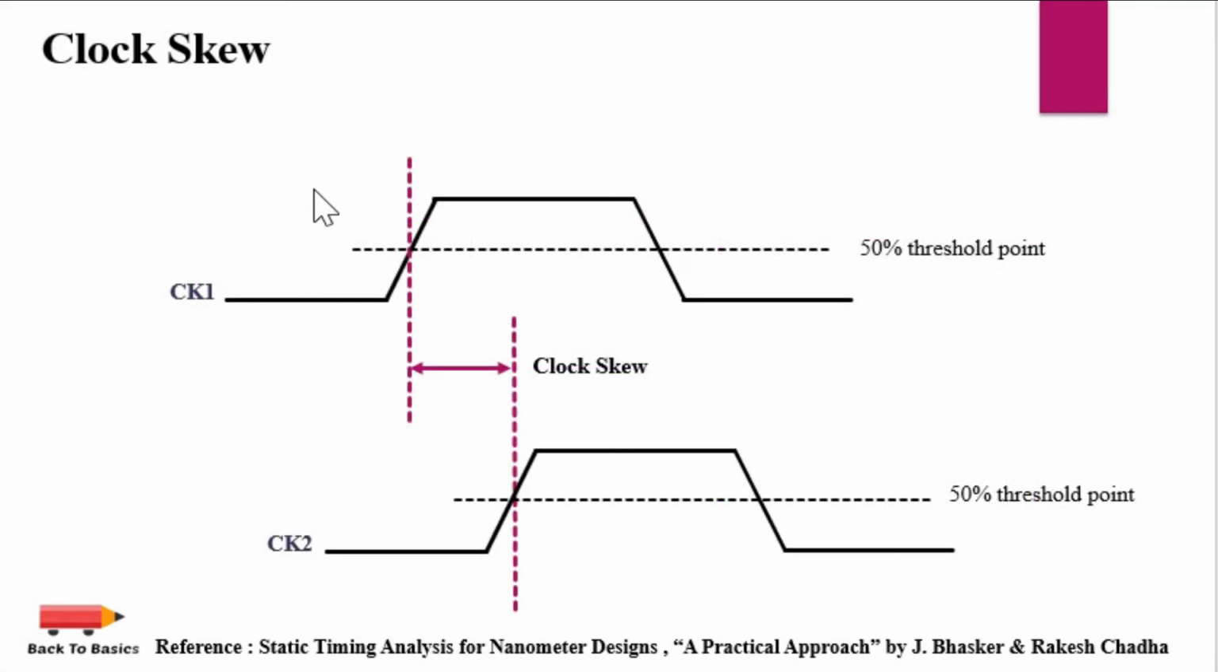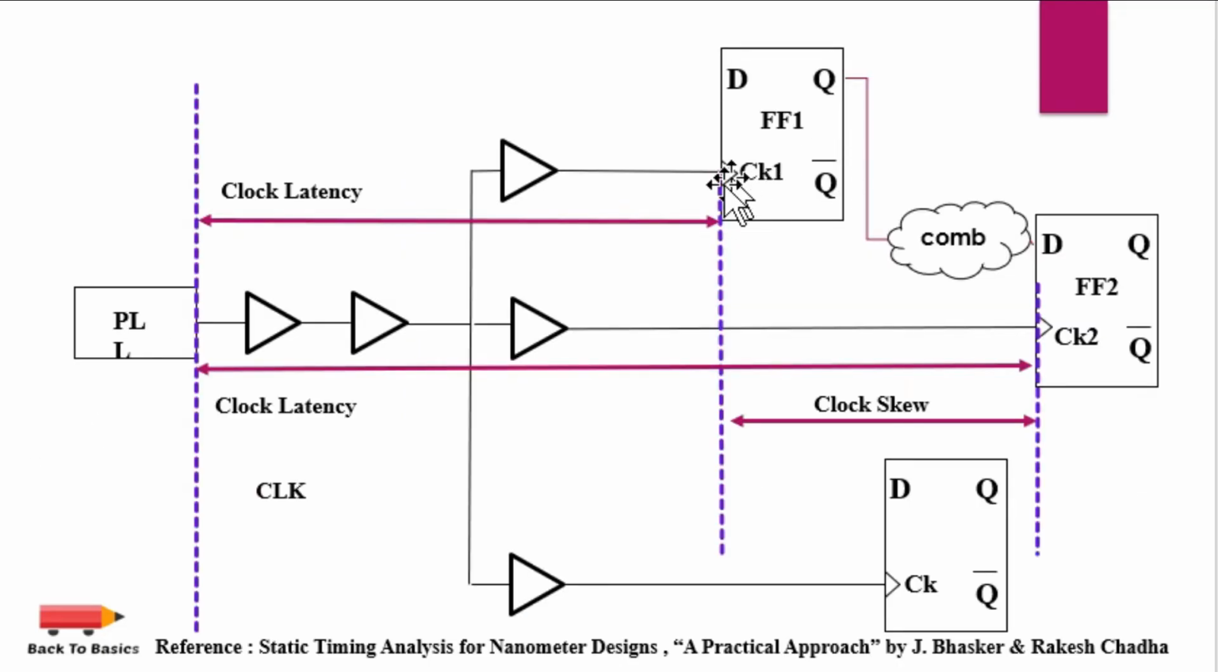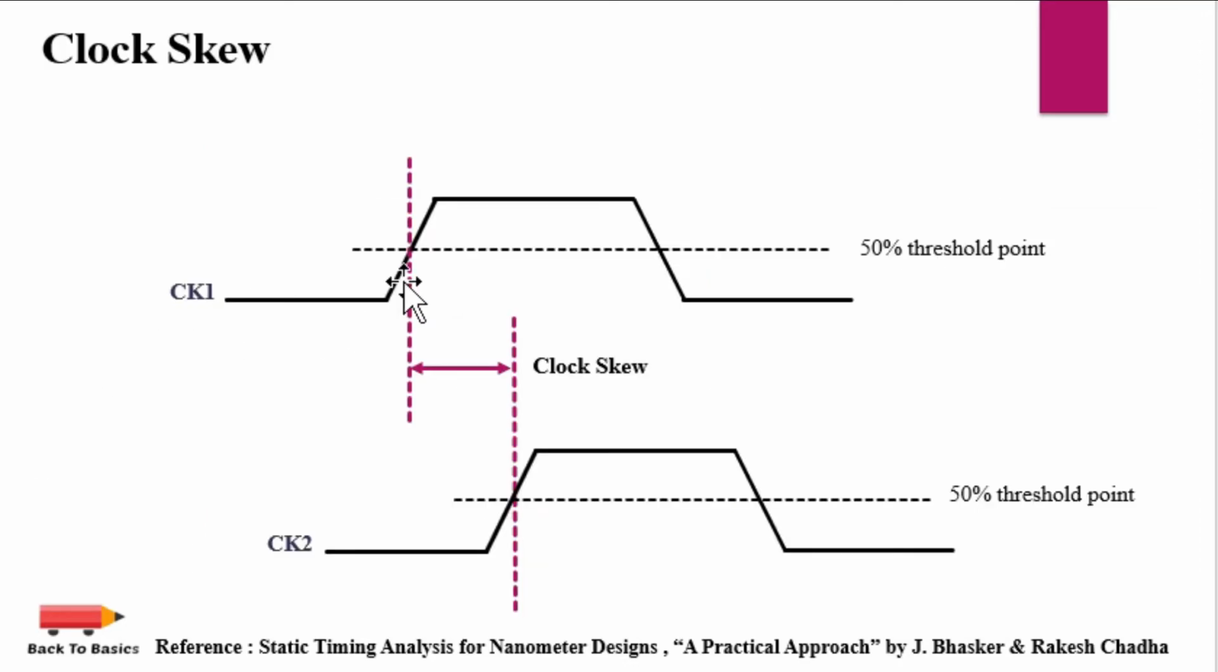Now in case you want to look at the waveform, so let's say this clock 1 signal is reaching the flip-flop 1 at this point, and this clock 2 signal is reaching the flip-flop 2 at this point. So the difference between their arrival times will be the clock skew.